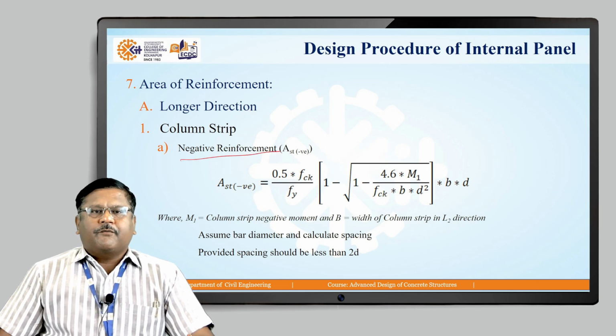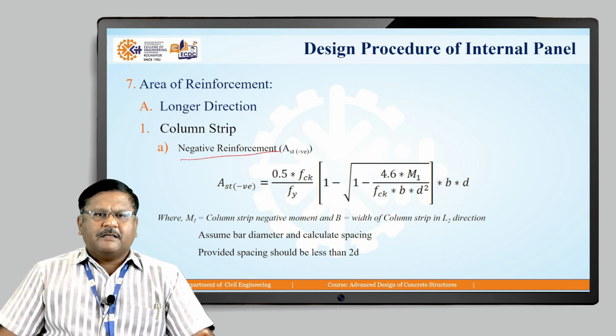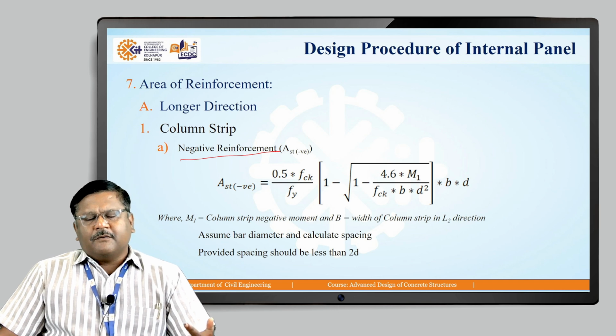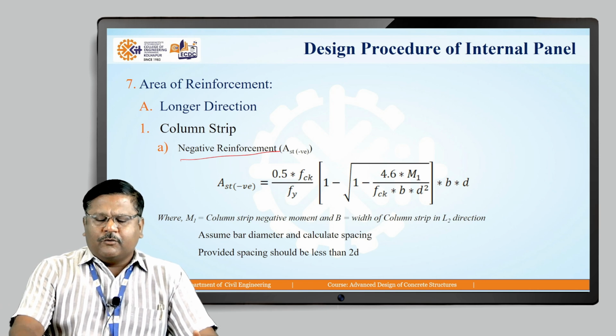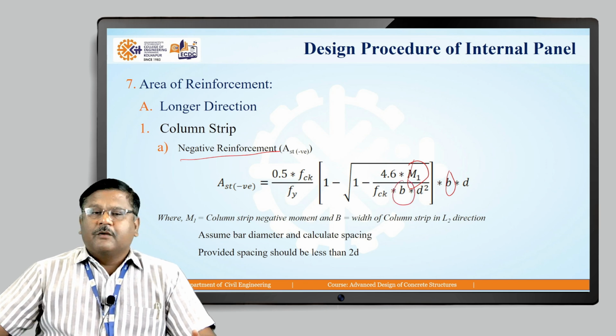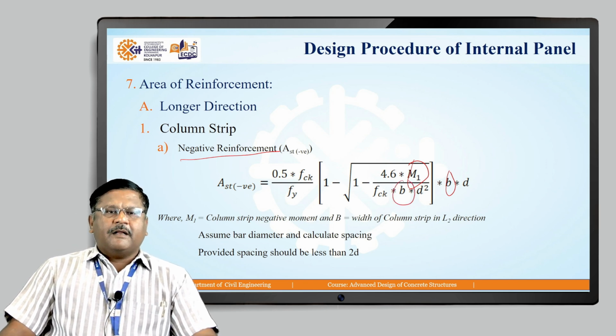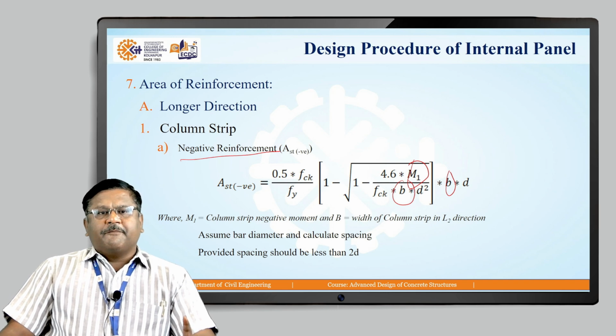For that negative reinforcement, the formula is the standard one, that is Ast = 0.5 fck / fy × [1 − √(1 − 4.6 M1 / (fck b d²))] × b × d. The formula is the same for all the steps, but the most important thing is which moment value and b value you consider. M1 is the column strip negative moment, and b is the width of the column strip in the other direction, that is the L2 direction.